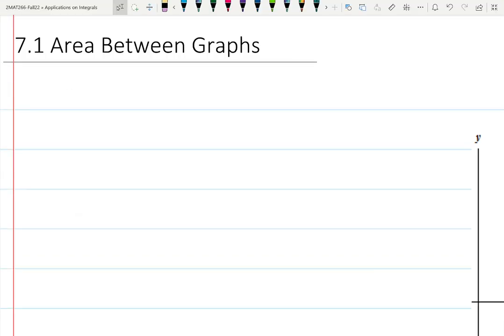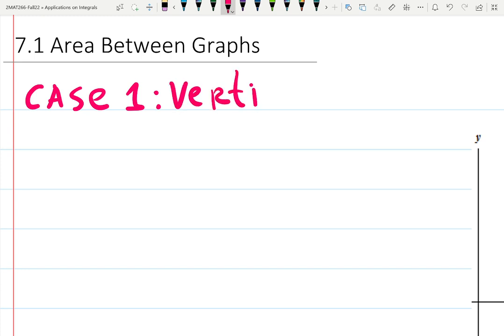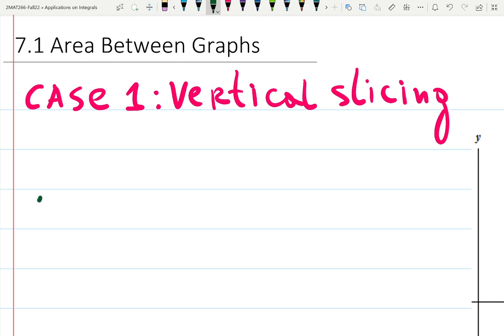So we're gonna teach you some methods first, and then I'll show you examples, and you will see it totally makes sense. Case 1. First, let's try vertical slicing. Vertical slicing will have area will be found.